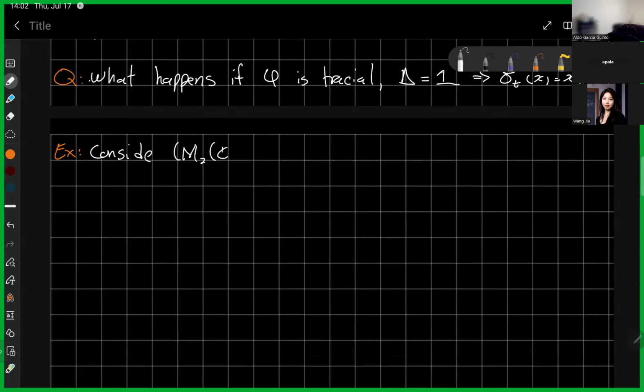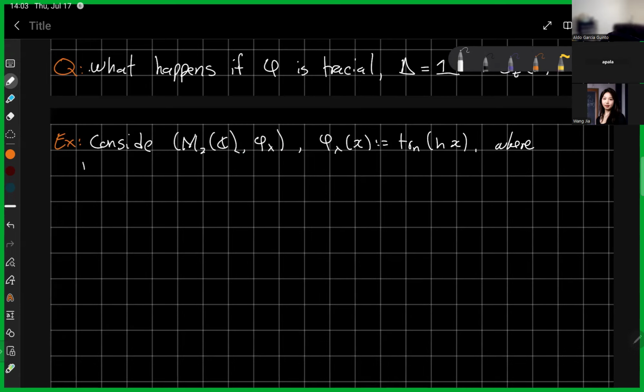So consider M_2 with phi_lambda, where phi_lambda is going to equal the trace of h, where h is equal to 1 over 1 plus lambda. And here in a minute, I'll tell you what lambda is. Lambda with 0 less than lambda less than 1. So these are the conditions on lambda.